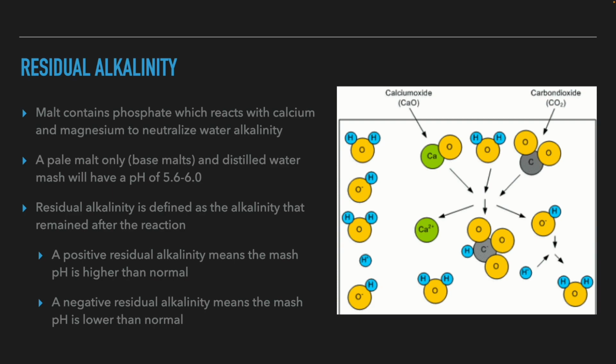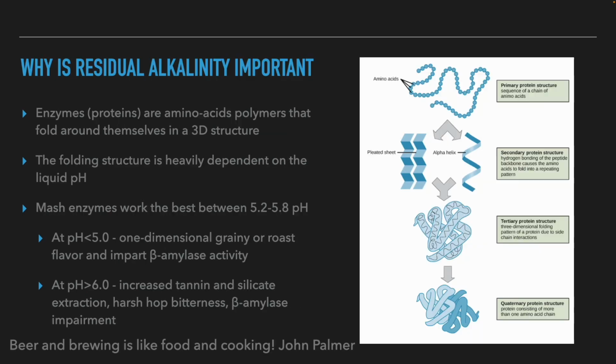Residual alkalinity is defined as the alkalinity that remained after this reaction. A positive value means that the pH is higher than the 5.8 normal pH, and a negative value means that the pH is lower than that. But why do we need to care about the residual alkalinity of the mash? The reason is that enzymes are amino acid polymers that fold around themselves in a 3D structure. The 3D structure is dependent on the liquid pH, and if the pH changes, the structure changes with it, which might result in impaired ability to perform their task.